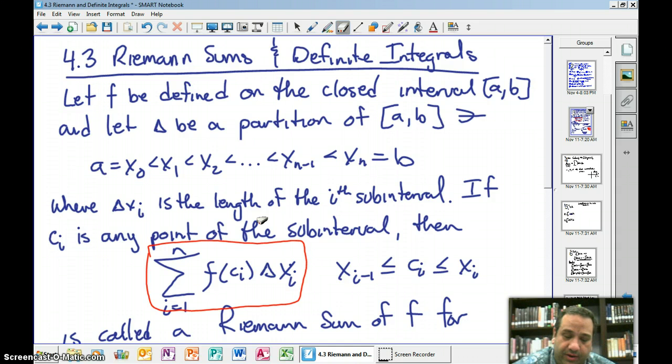If c of i is any point in the subinterval, then what we're going to do is sum up the function at each of these rectangles and multiply it by the width of the rectangles. That's what this says right here. We're going to take the function of the rectangles, or where the height is, and multiply it by the width. Height, width, add them up. This is called a Riemann sum.